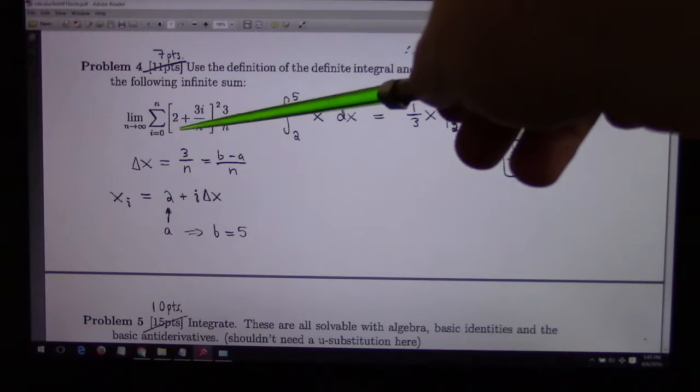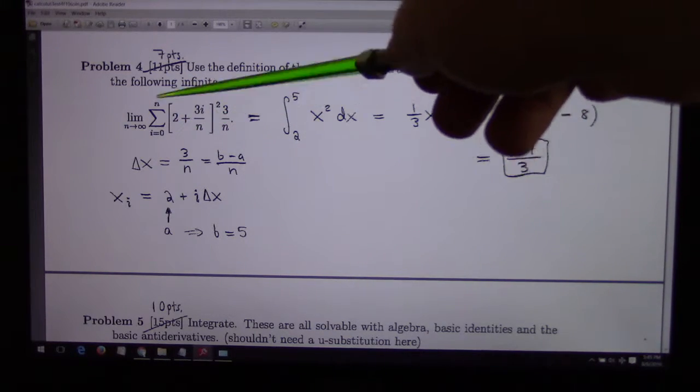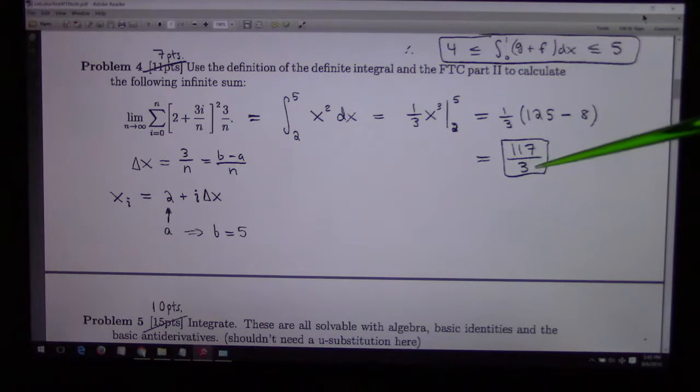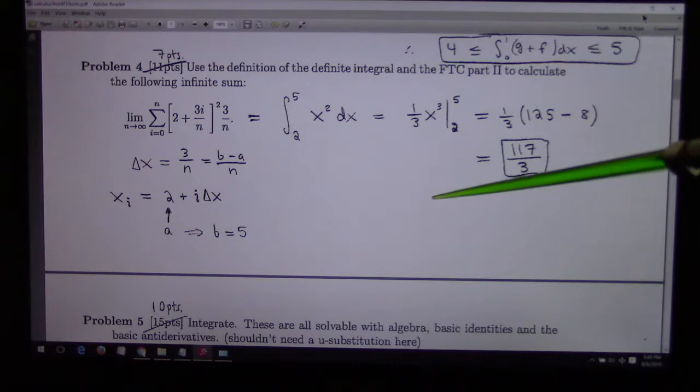It's a convergent sum, I mean, this is a particular number. It doesn't matter how you represent it. You're still gonna find 117 over 3, but this is by no means unique. This is a kind of a challenging problem.